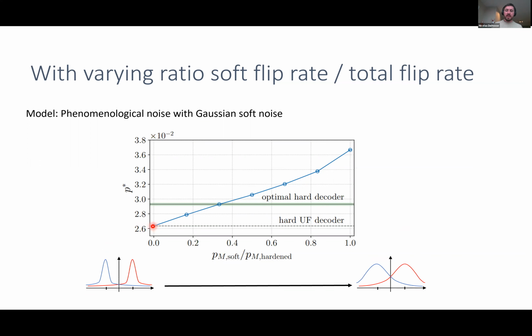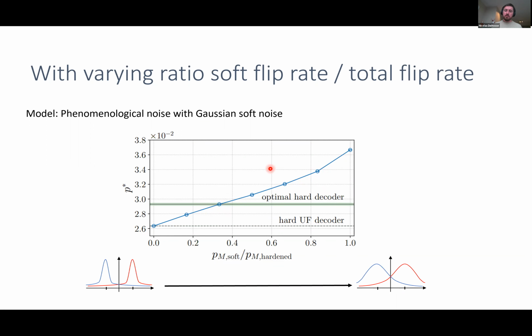And on the left side, when we have no soft flip and no soft information, the hard and the soft union fine decoder match, which is a good sign. We recover the previous results. And on the right side, we obtain the 3.6 threshold. In between, the threshold gets better when we get more and more soft information, when the ratio of soft flip and hard flip becomes larger.